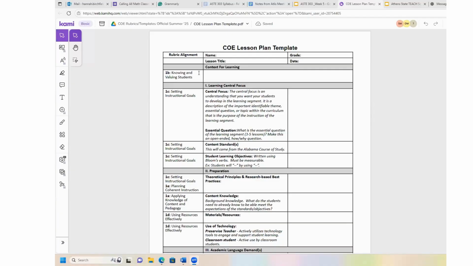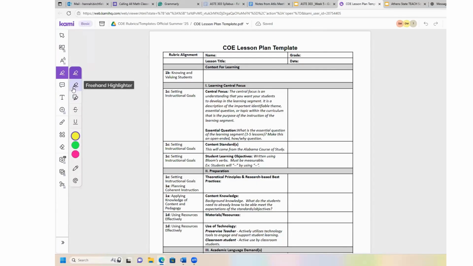Like I said, you won't do the context for learning. You'll fill out this top part up here. I hope you can see my cursor. I'll highlight it. So you're filling out that information and you're skipping context for learning. This area right here, you're skipping. Let me see if I can highlight. There we go. Skipping the yellow, you're completing the green.